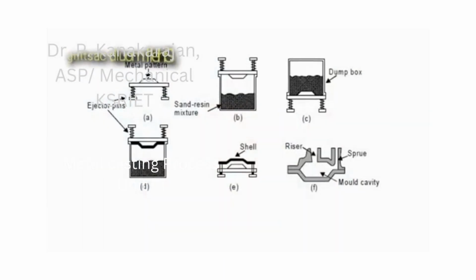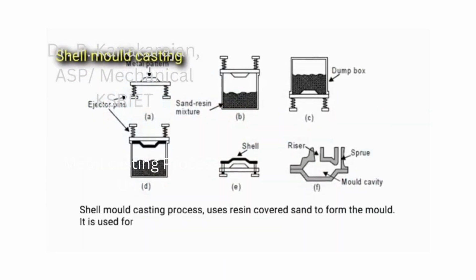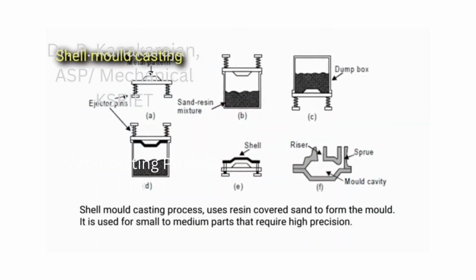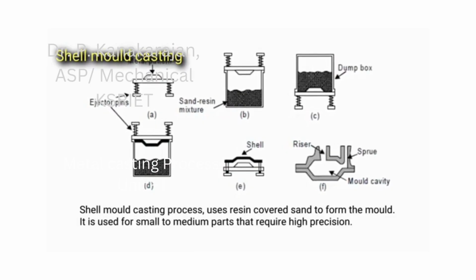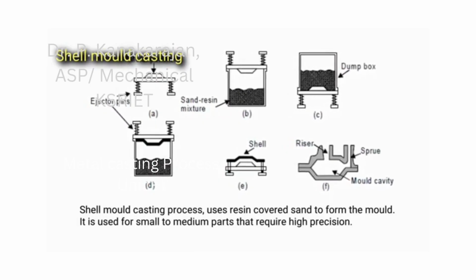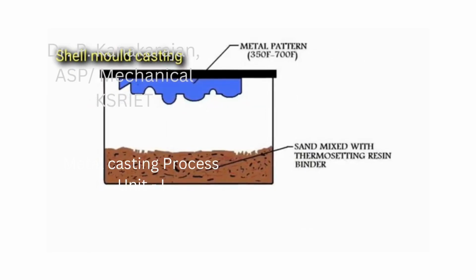Shell mold casting. Shell mold casting process uses resin-covered sand to form the mold. It is used for small to medium parts that require high precision. Steps in shell mold casting.